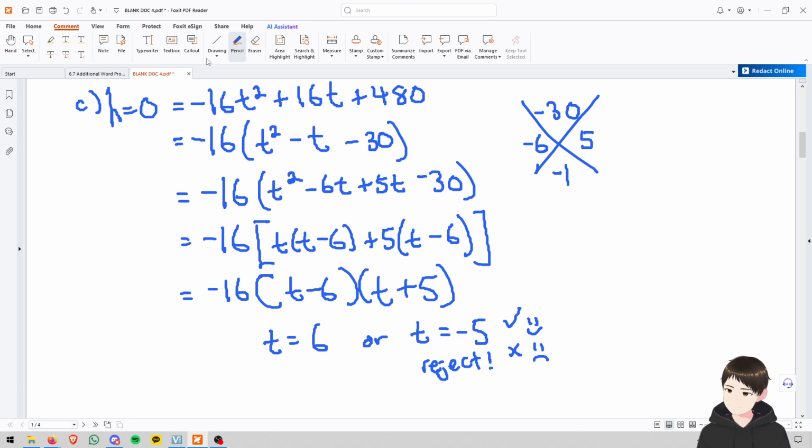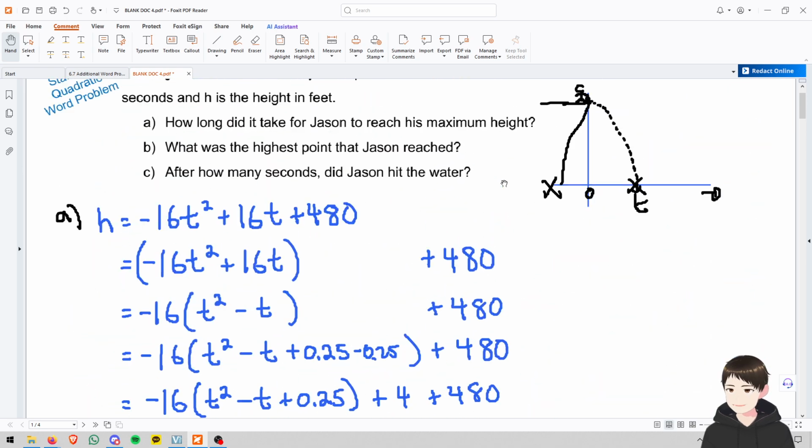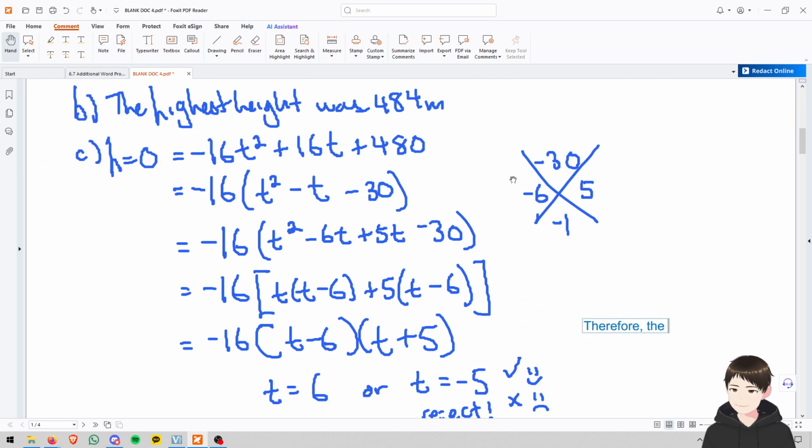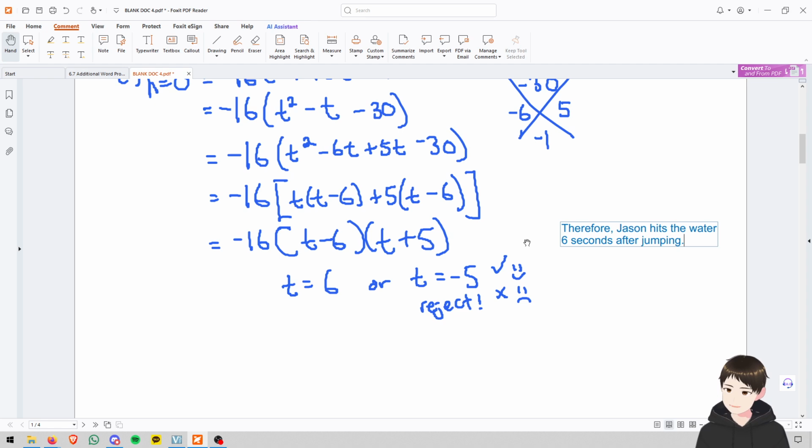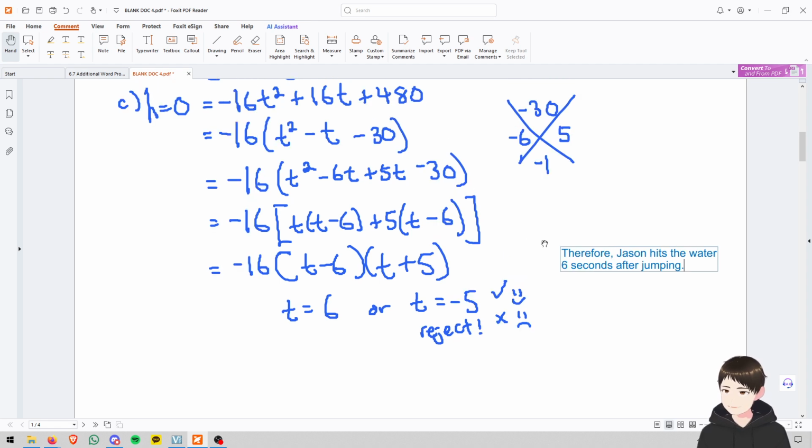So I will say, therefore, I didn't forget this time, therefore, is there a person's name? I forgot the name already. Jason hits the water 6 seconds after jumping. There it is. Very standard quadratic question.